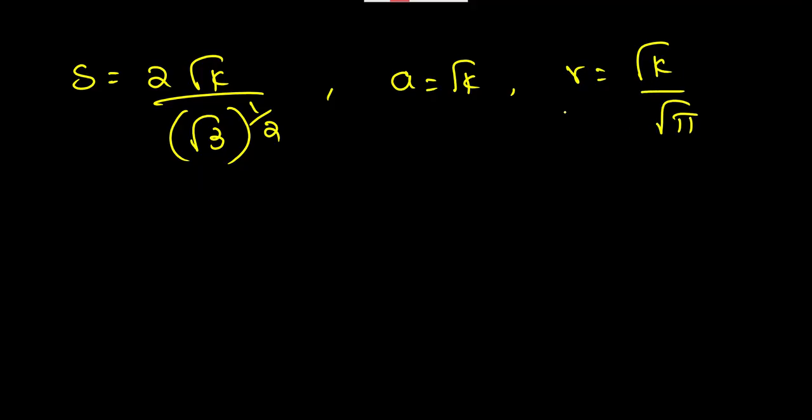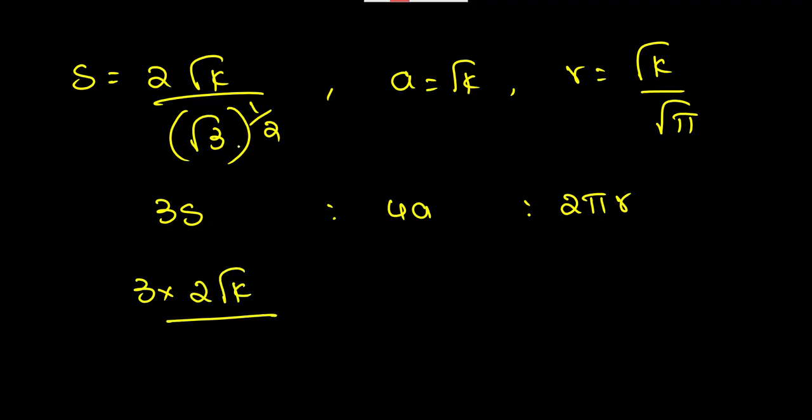Now the questions regarding perimeters. The perimeter of an equilateral triangle is 3s. We need to calculate the ratio of perimeters. The perimeter of a square is 4a. The perimeter of a circle is 2 pi r. 3s means 3 into 2 root k divided by 3 power 1 by 4, root 3 again 1 by 2 will be the root. Okay, let it be.